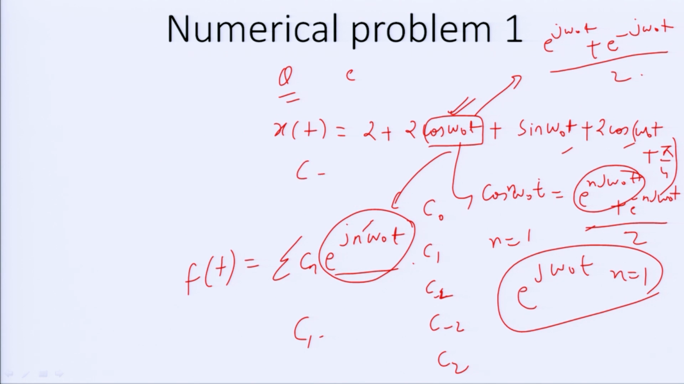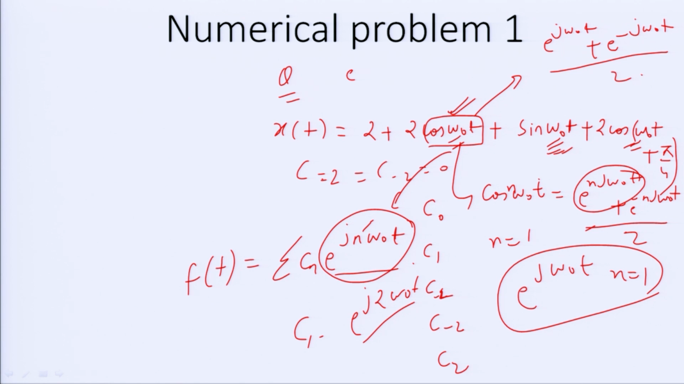Similarly, C minus 2. Suppose someone is asking C minus 2, how will you write C minus 2? See, if you expand this, suppose here cos omega naught t, no term is having 2, that means there will be no terms which will have e^(j 2 omega naught t). So, we can directly say that C2 or C minus 2, both will be equal to 0. Okay. So, by using this we can directly write the coefficient.